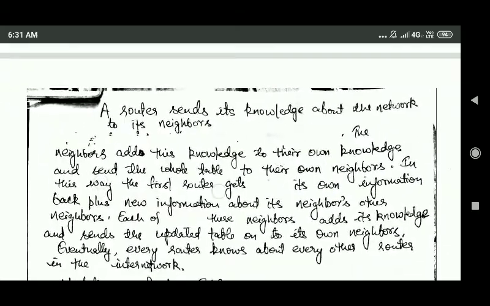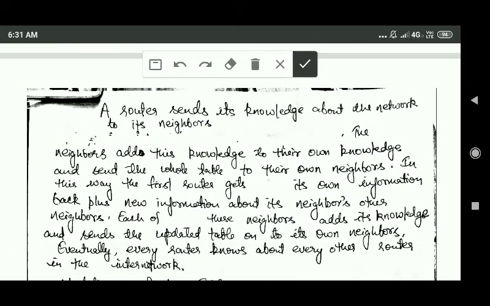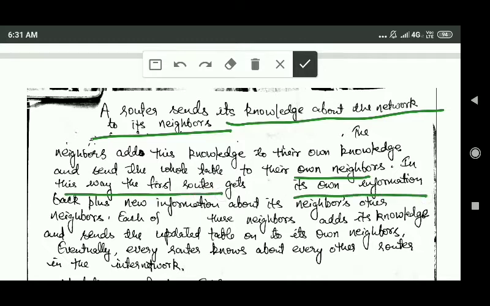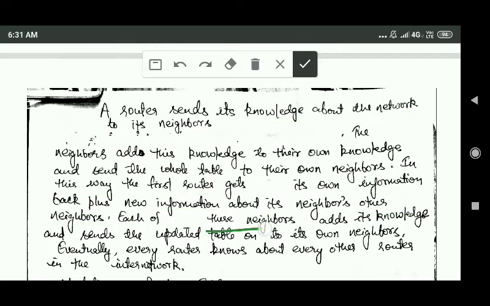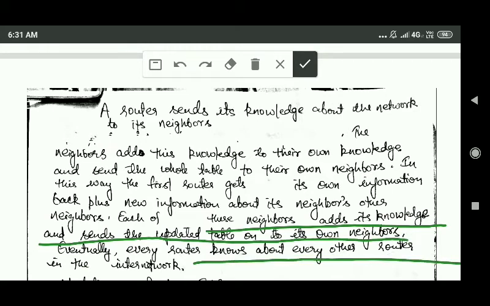As I told you, in distance vector routing, a router sends its knowledge about the network to its neighbors, right? So the neighbors add this knowledge to their own knowledge and send the whole table to their own neighbors. In this way, the first router gets its own information back plus new information about its neighbors' neighbors. Each of these neighbors adds its information and sends the updated table to its own neighbors. Eventually, every router knows about every other router in the internetwork.